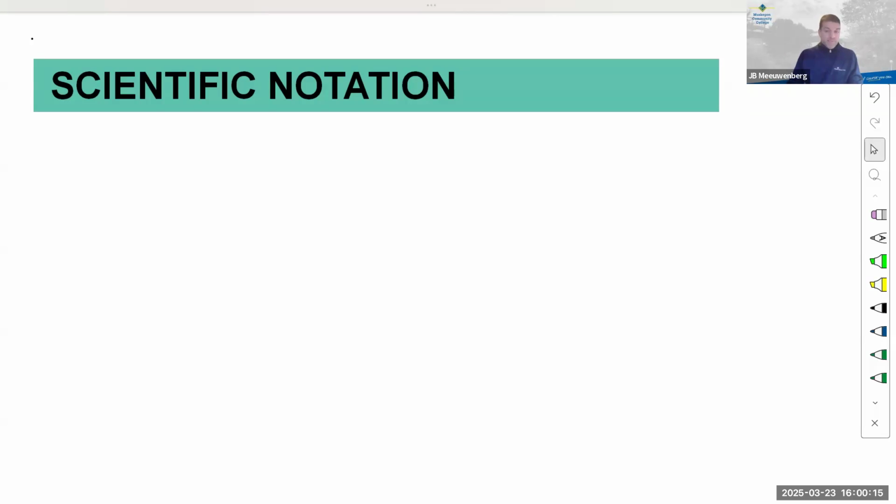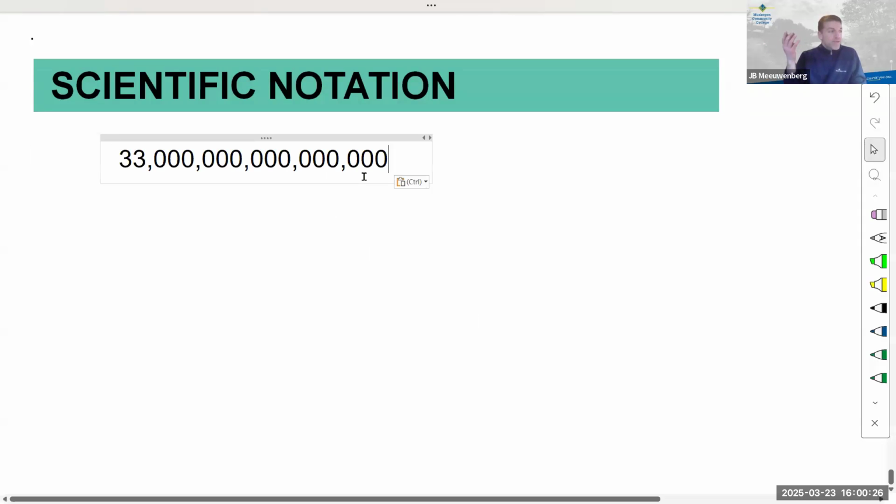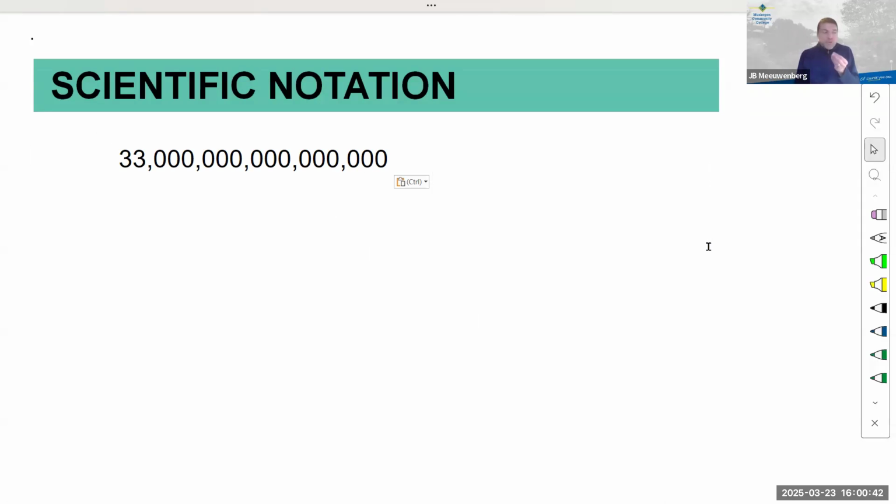For example, computers can do calculations in the range of 33 trillion per second, right? So just incredible computing speed. It's a big number. It takes up a lot of space on the paper. And so we have a way to condense this number into a smaller area. And again, we call this scientific notation.